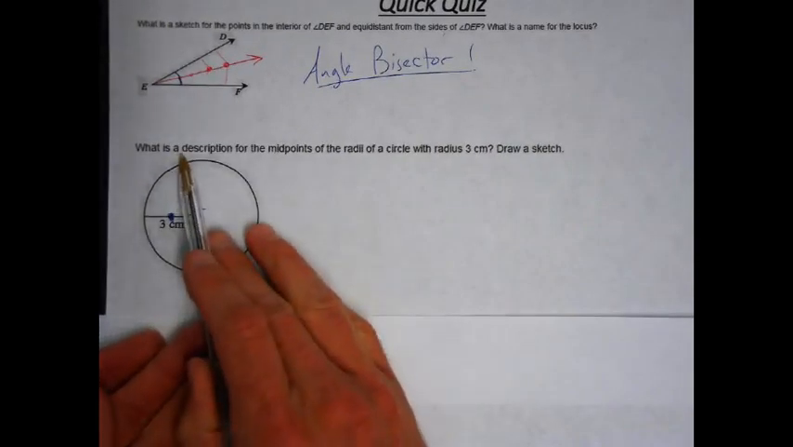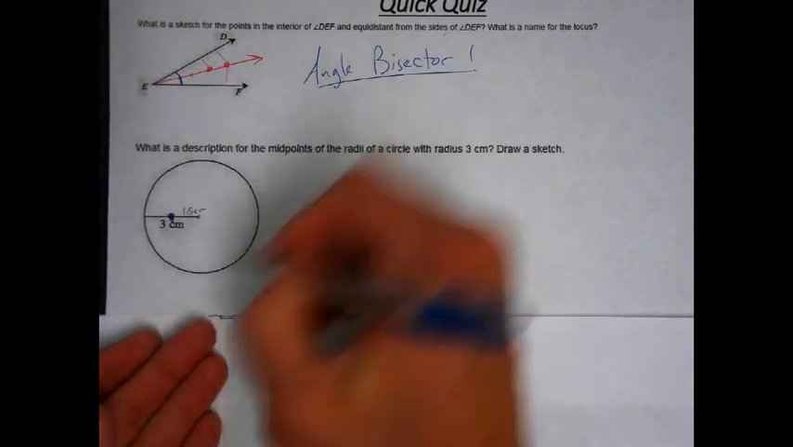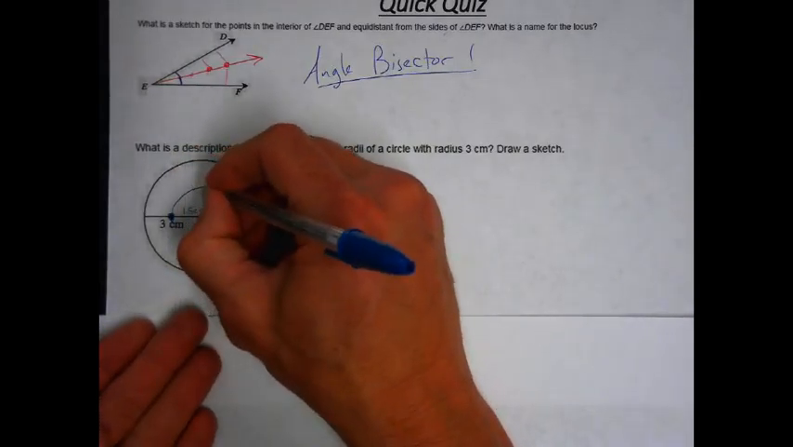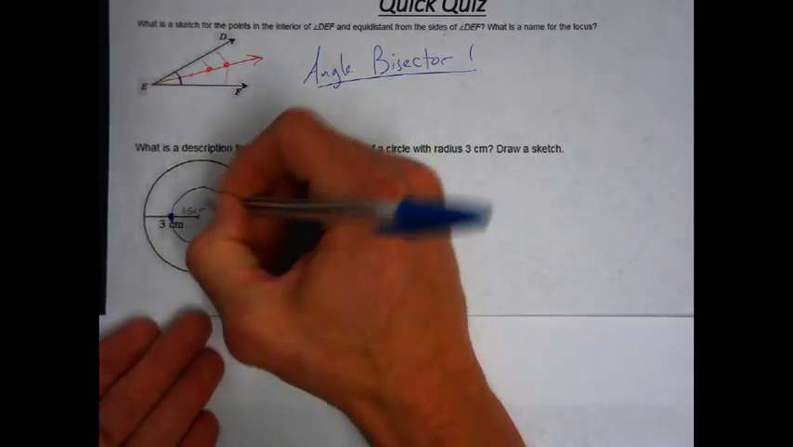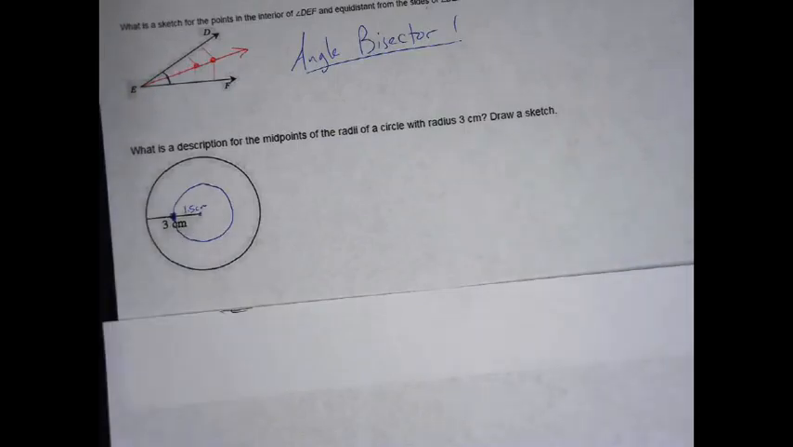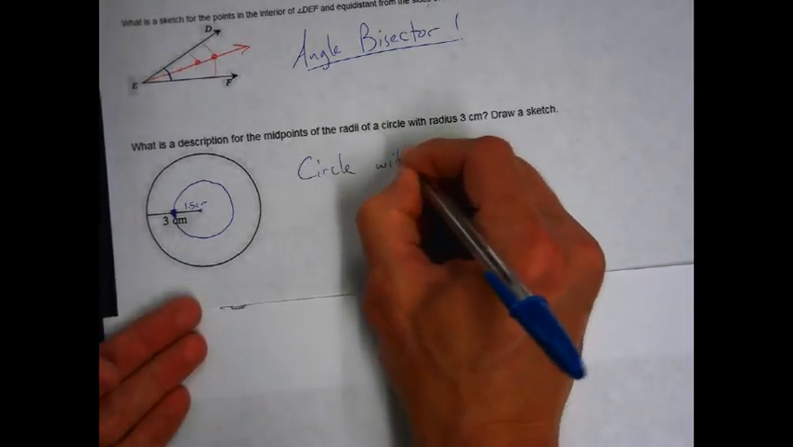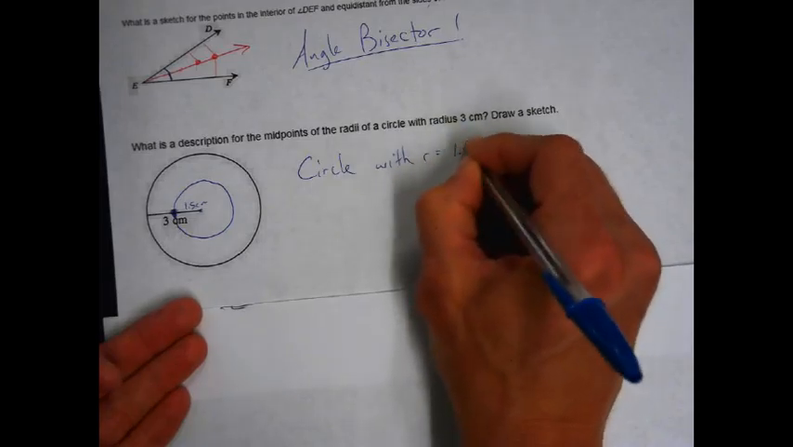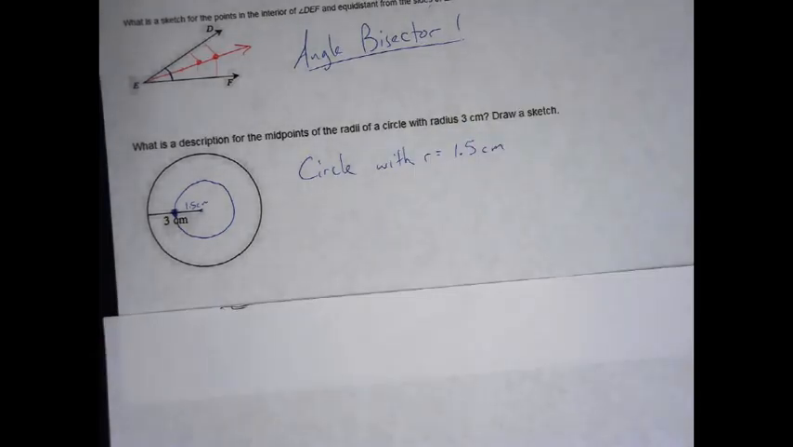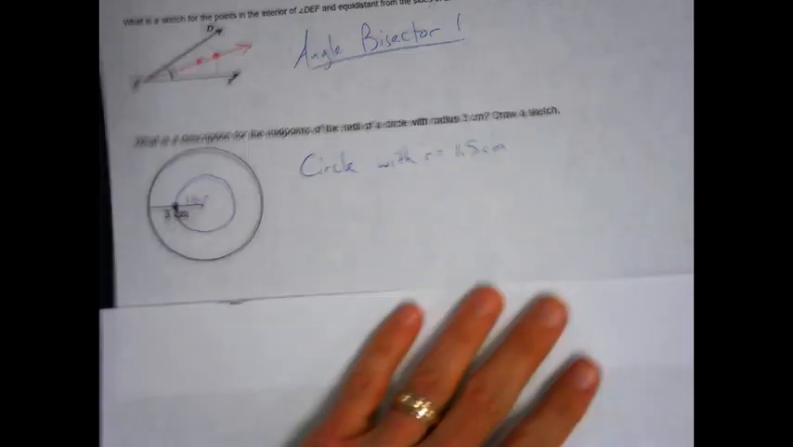So what's the locus then of all of the midpoints? Hey, it's another circle, because all of the midpoints would make a circle. But now the radius is 1.5 centimeters. So that's exactly what the locus is, a circle with the radius of 1.5 centimeters. Hooray for locus. And that's it for locus.